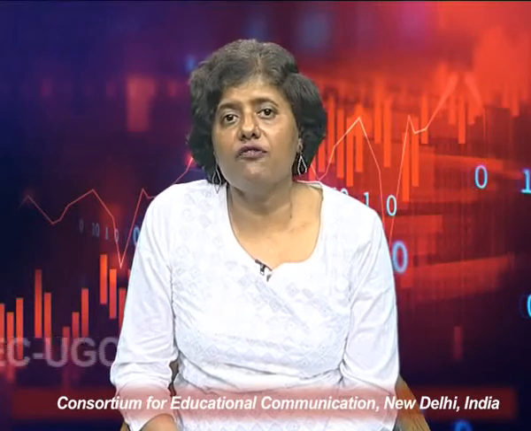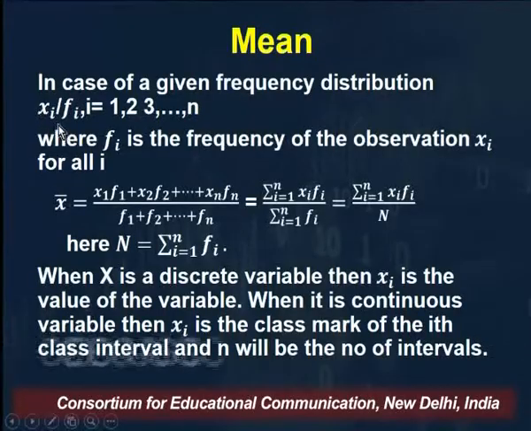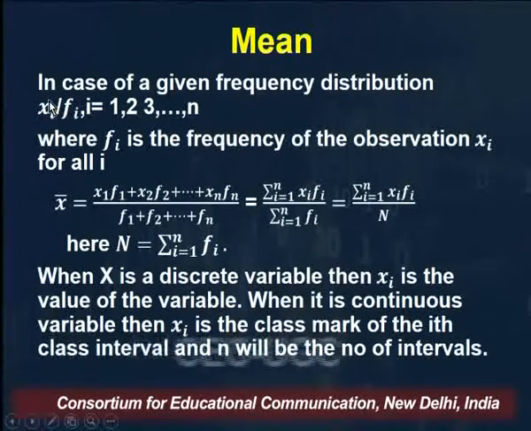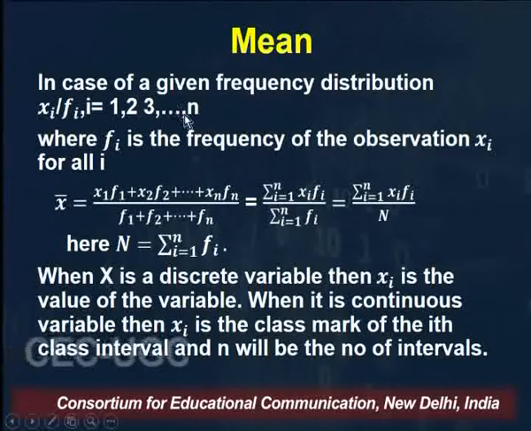Now I will start with the definition of arithmetic mean for a grouped frequency distribution. We can consider a given frequency distribution, which I am denoting by xi, fi, where xi and fi have different interpretations for discrete and continuous frequency distributions. When it is a discrete frequency distribution, small xi denotes the value of the random variable capital X, and fi denotes the frequency of the value xi. Here small n represents the total number of values of variable x that we have.